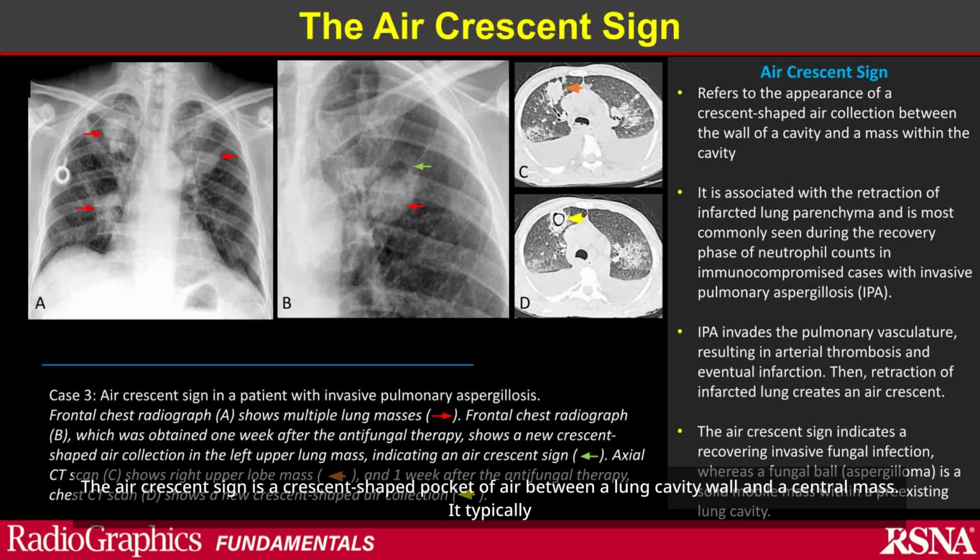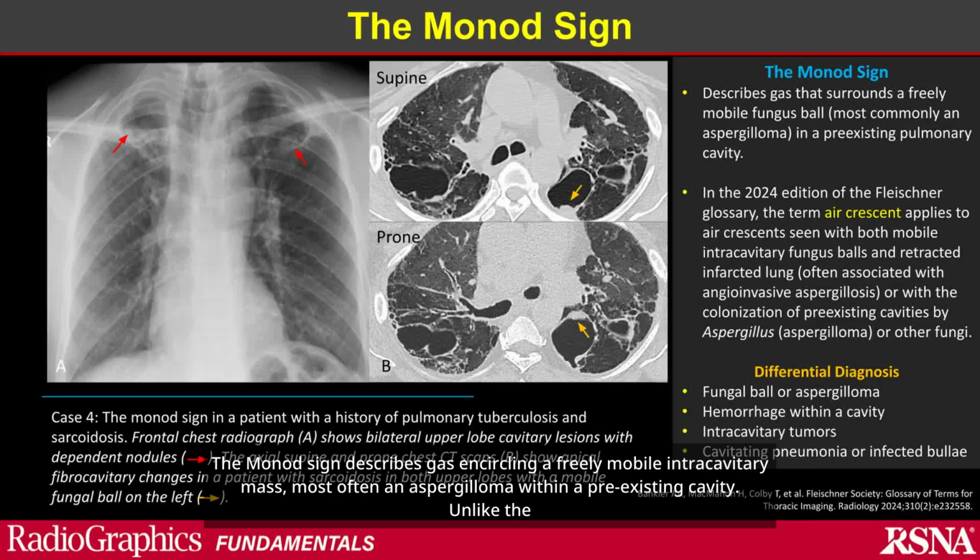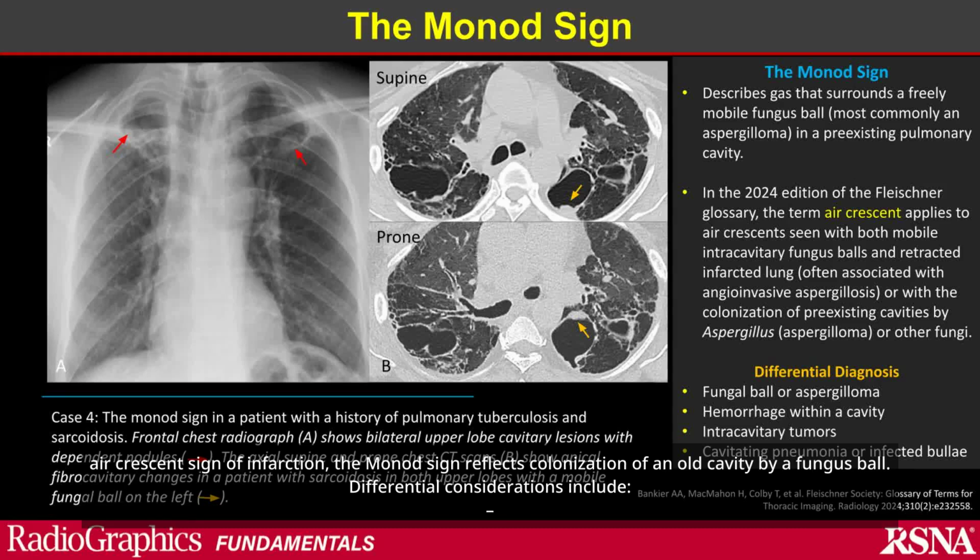On imaging, a mass may initially appear solid, but with therapy, a new crescent of air develops at the cavity margin, classic for the air crescent sign. The monad sign describes gas encircling a freely mobile intracavitary mass, most often an aspergilloma within a pre-existing cavity. Unlike the air crescent sign of infarction, the monad sign reflects colonization of an old cavity by a fungus ball.